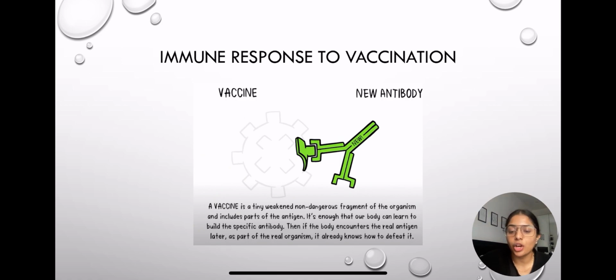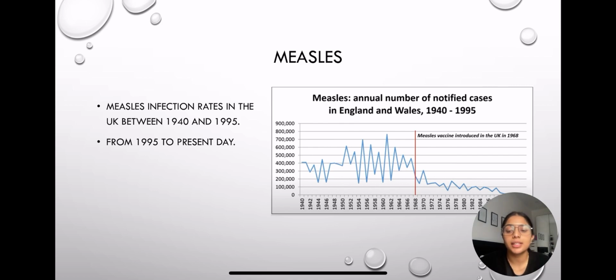The memory cells are able to quickly recognize the pathogen and produce the required antibodies to fight the antigen, often before symptoms occur. In an article for the Vaccine Knowledge Project 2019, measles is described as a highly infectious viral disease which can lead to serious complications such as pneumonia.